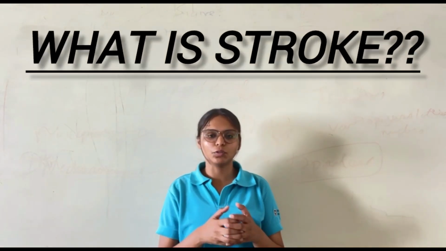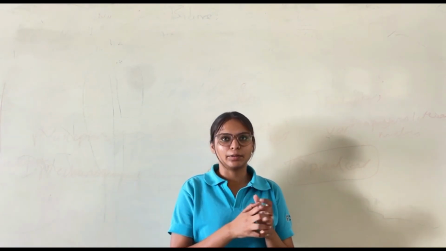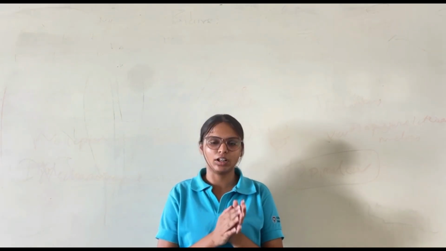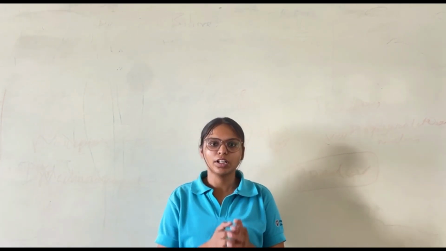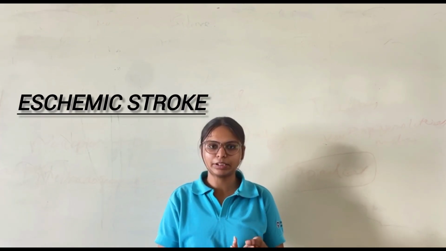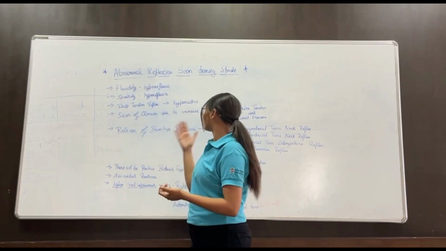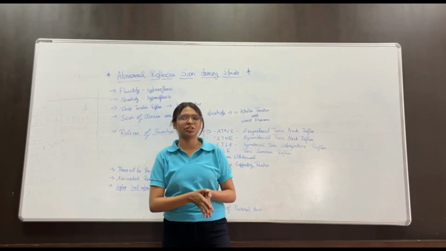So, first of all, what is stroke? Stroke is the blockage of blood supply to the brain. It is also known as brain attack. There are two types of stroke: ischemic stroke and hemorrhagic stroke. So today we are going to explain abnormal reflexes seen during stroke.